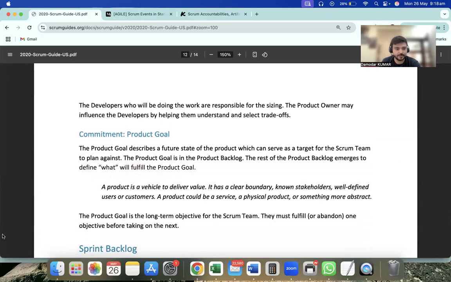So the developers who will be doing the work are responsible for the sizing. So it's telling you about what all refinements we are doing. They should be linked with the sizing. This will be completed by me in Jira. So not to worry now, just keep an eye on the video.